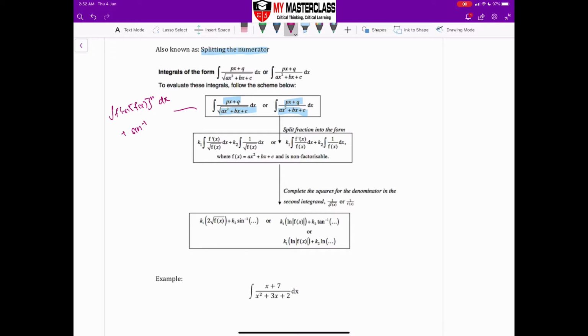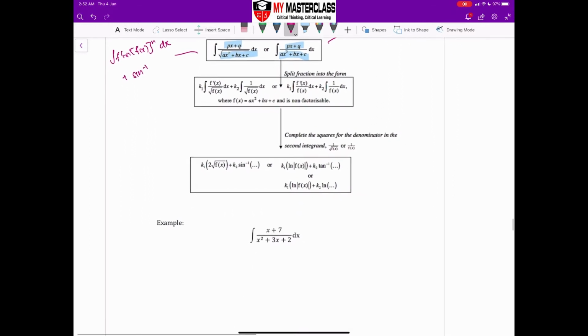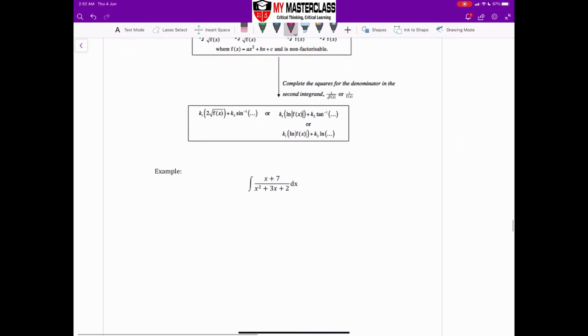The second one over here is to make use of the integral of f prime x over f x formula, together with your tangent inverse or your ln formula from MF26, where we actually require you to do a completing the square, from type 6, or type 5. I'm going to run through the example over here, it will be a lot clearer, and please follow me very closely. If you are lost, feel free to rewind the video a little bit so that you can follow up accordingly.